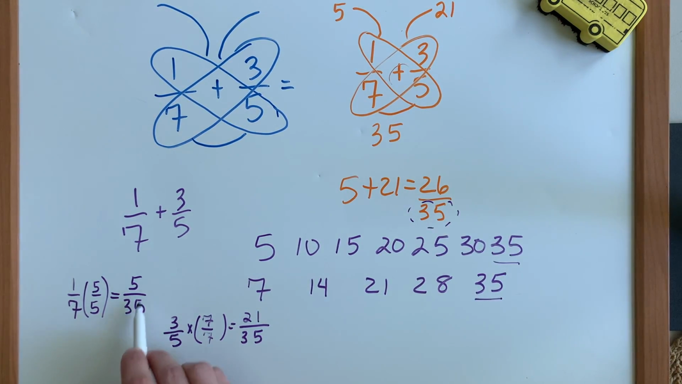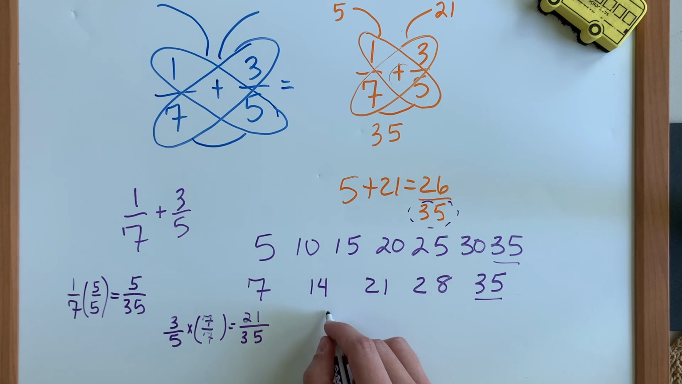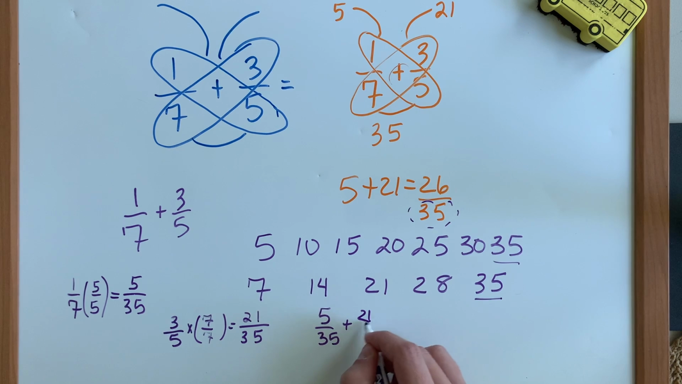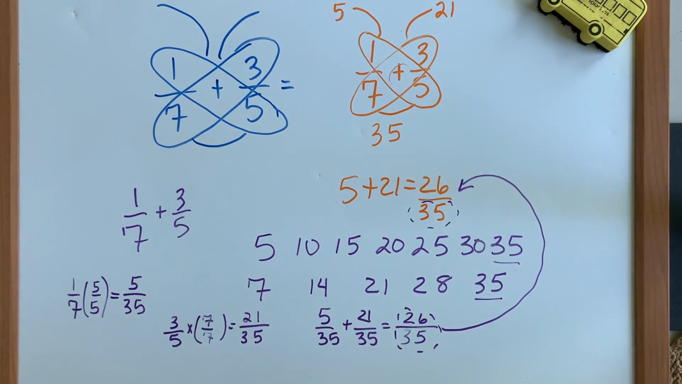Now I can take my new equivalent fractions and add them together. Why add? Because that's what the problem asked for. 5 over 35 plus 21 over 35 equals, same denominator, 5 plus 21 is 26. And this is the same answer that we got over here with the butterfly method.